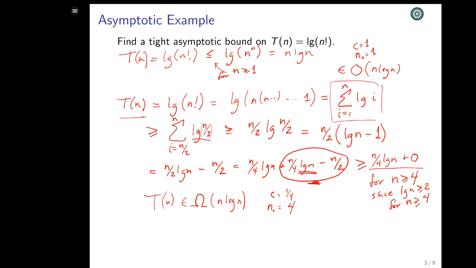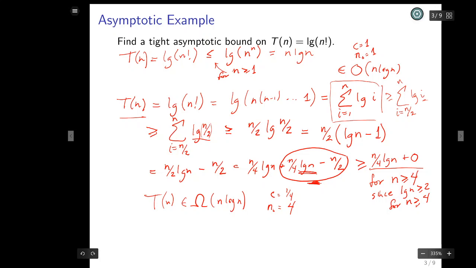Are there any other questions about this derivation? Oh, I skipped a step. The other thing you could do is say this is greater than or equal to the sum from i equals n over 2 to n of log i, because I'm just dropping terms from the summation. And then I could say, well, for every i that's greater than n over 2, log of i is greater than log of n over 2, because the smallest i is n over 2.